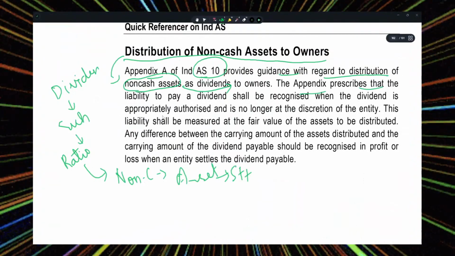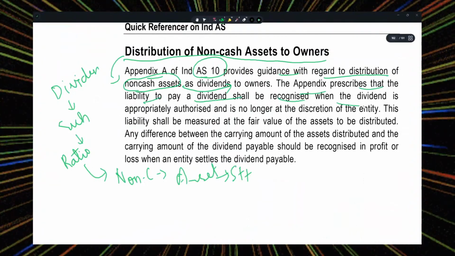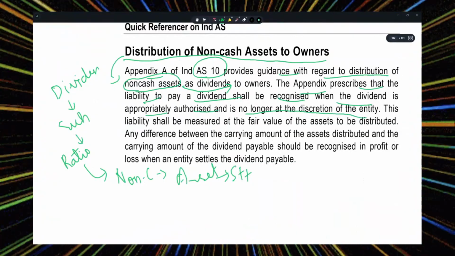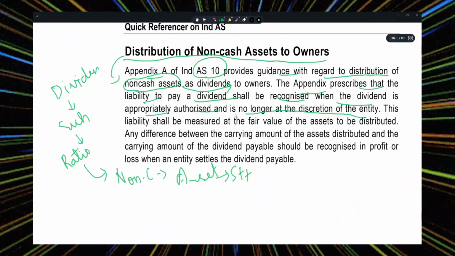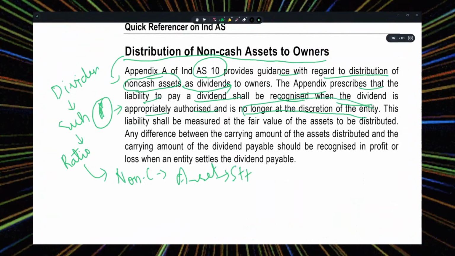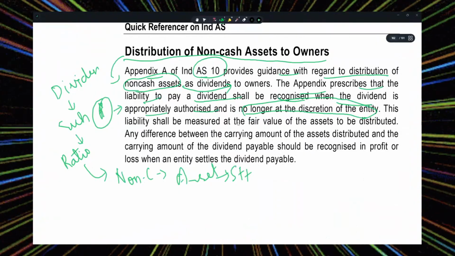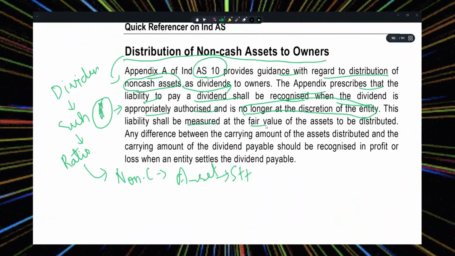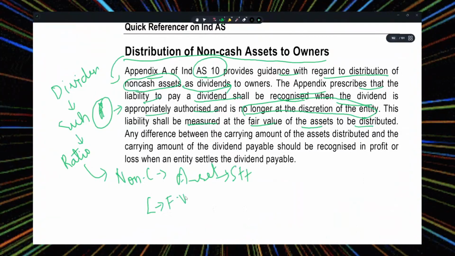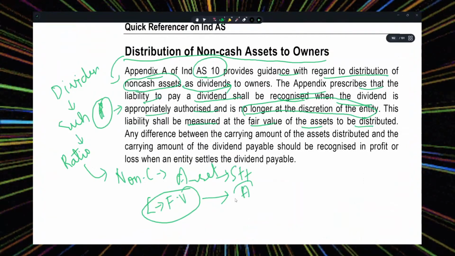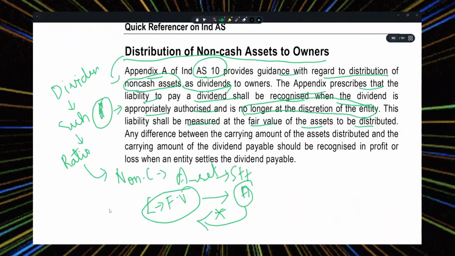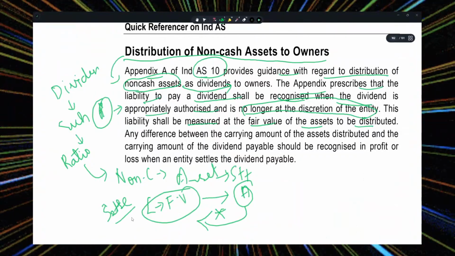The appendix prescribes that the liability to pay a dividend shall be recognized when the dividend is appropriately authorized and is no longer at the discretion of the entity. So they have recognized this as a dividend and passed a resolution by the appropriate authority, so it is no longer at the discretion of the entity. The liability shall be measured at the fair value of the asset to be distributed. That asset should be given to settle the liability. This is the way you can do it.